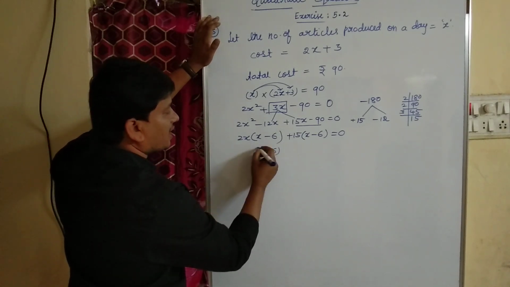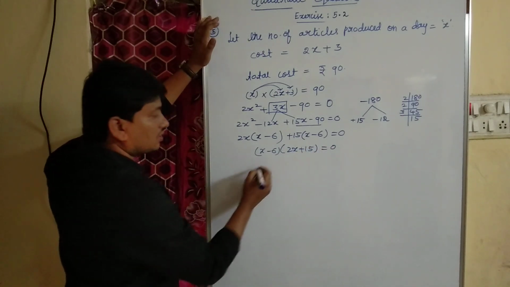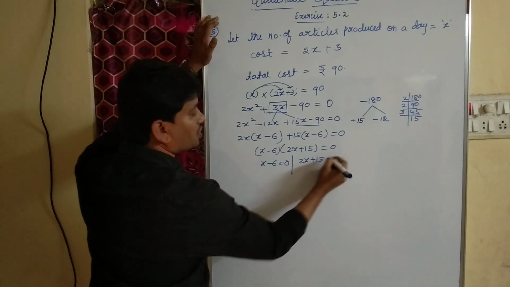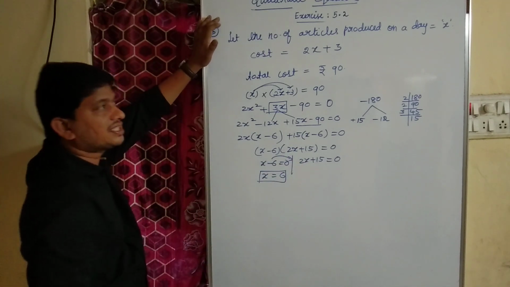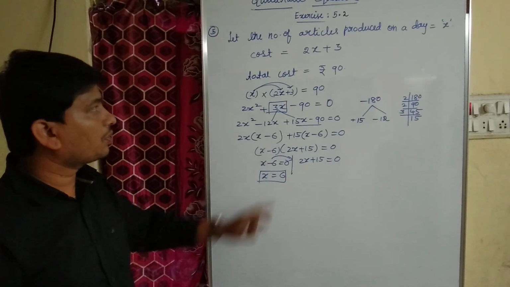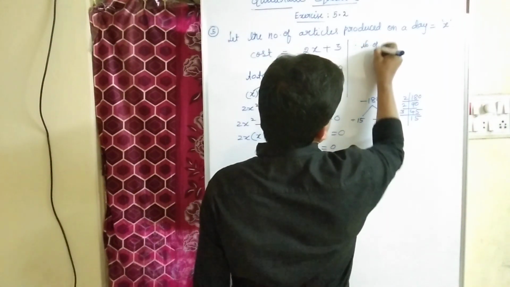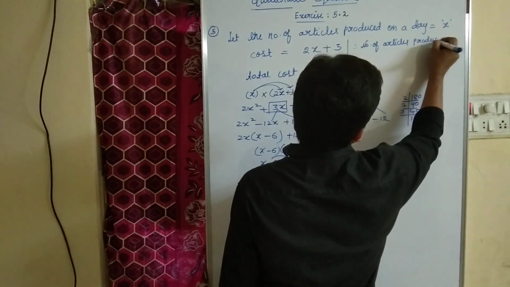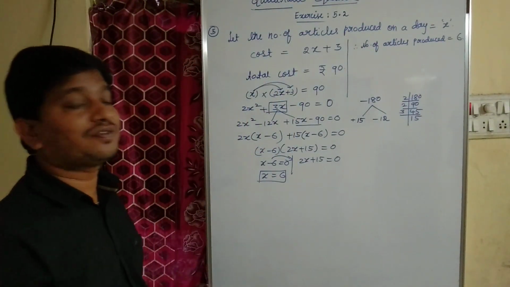Now if I take x minus 6 as common, I will get 2x plus 15 equal to 0. So one is x minus 6 equal to 0 and the other one is 2x plus 15 equal to 0. So x equal to minus 6, if you transpose it will become plus 6. However, you will get this negative value, neglect. So number of articles produced, how much? Therefore number of articles produced equal to 6, and also they are asking to find what is the cost of each article.